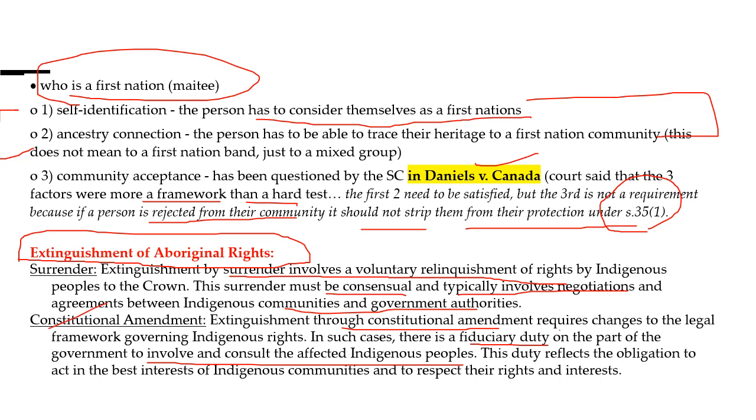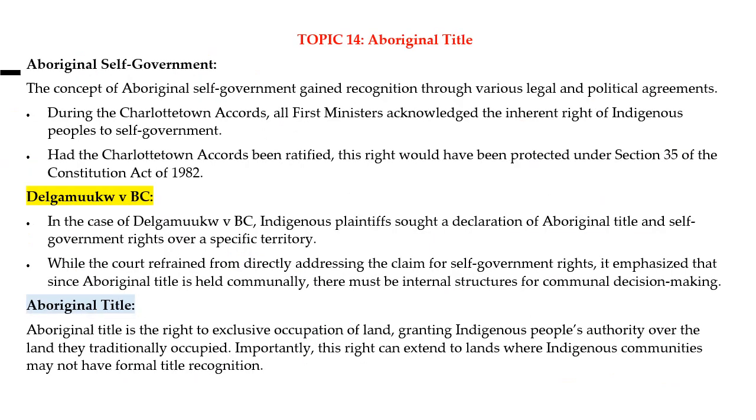In such cases, there is a fiduciary duty on the part of the government to firstly involve the affected indigenous people whose rights are in question, whose rights are getting extinguished. Then, before making a constitutional amendment, they have to consult all those people. This duty reflects the obligation, the mandatory nature, the compulsion to act in the best interest of indigenous people and to respect their rights and interests. So these are basically the two ways in which we usually extinguish the aboriginal right. First is surrender, second is amendment.